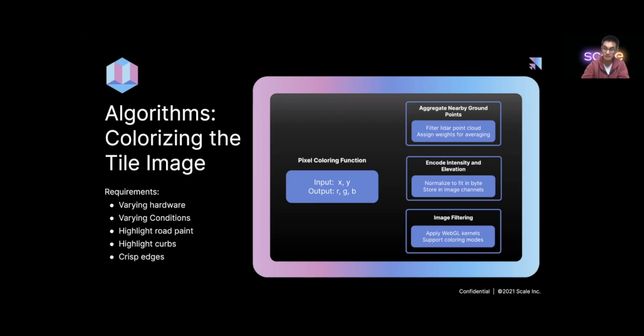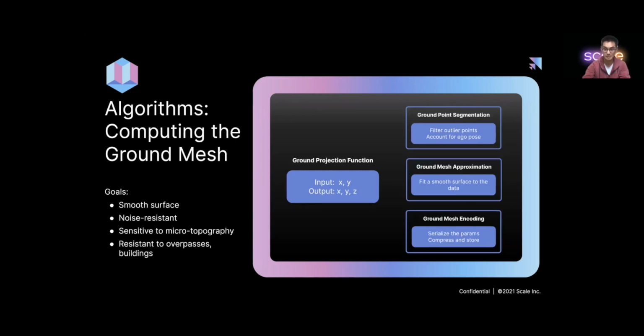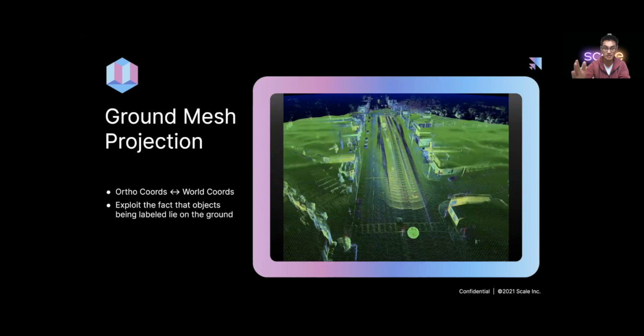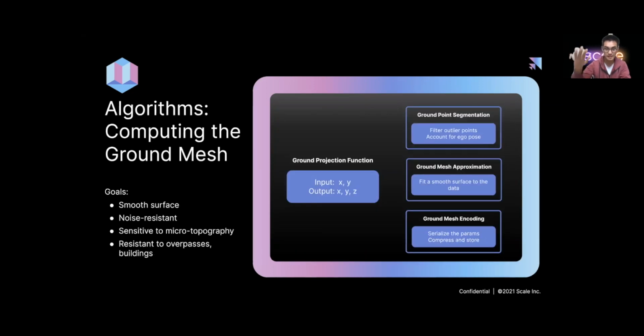Let me briefly cover the high-level techniques used to compute the ground mesh. If you recall, the ground mesh is necessary to be able to go from 2D into 3D. And it's computed by looking at the point cloud and analyzing it to find the surface that best fits the ground points. We first segment the point cloud into ground and non-ground. This will help us get rid of things like trees or poles that aren't actually on the ground. We also remove non-stationary objects in this phase.